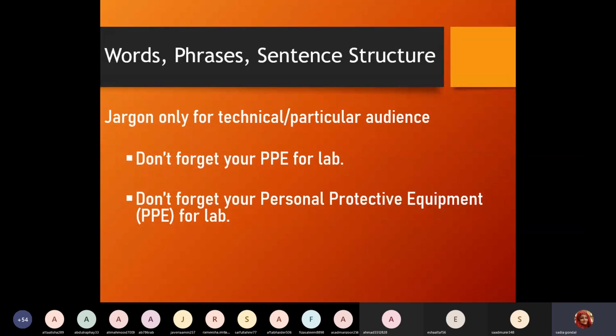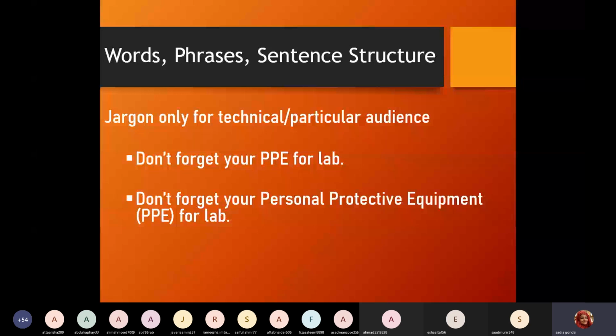For example, if you're talking to non-technical people and you're telling them, don't forget your PPE for lab, they will never get your instruction. What is the meaning of PPE? But if you are talking to a person who has been visiting laboratories frequently, you'll be able to understand the word. PPE stands for personal protective equipment, such as gloves, lab coats. It's important to distinguish between technical and non-technical audience.